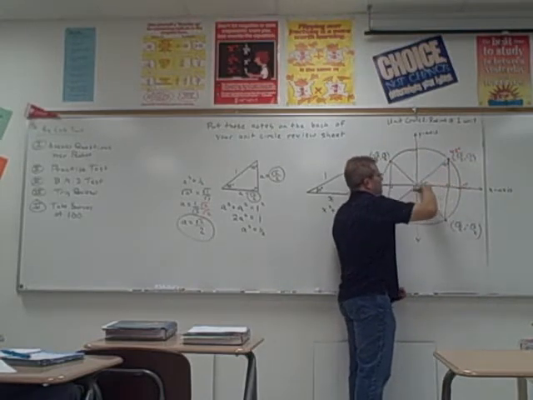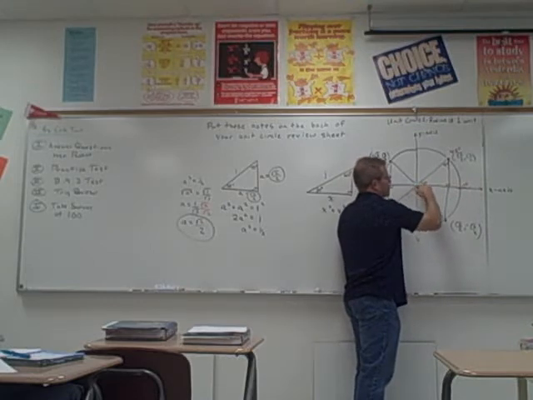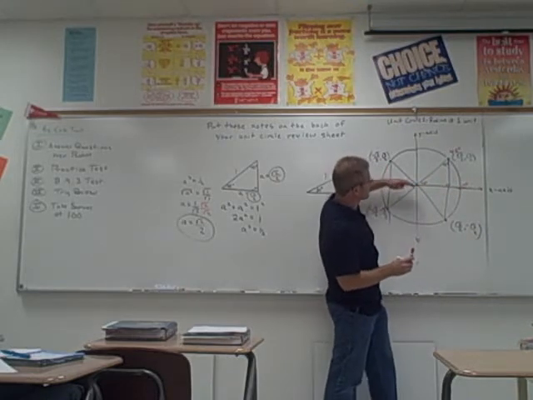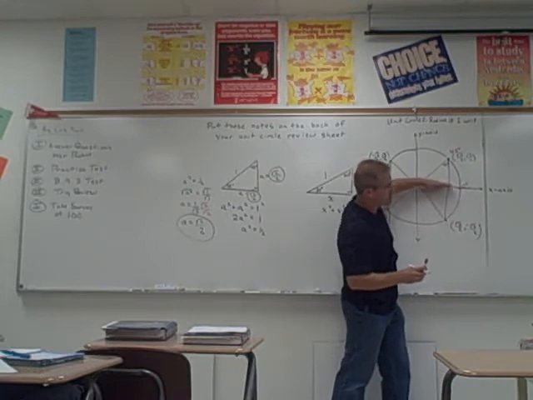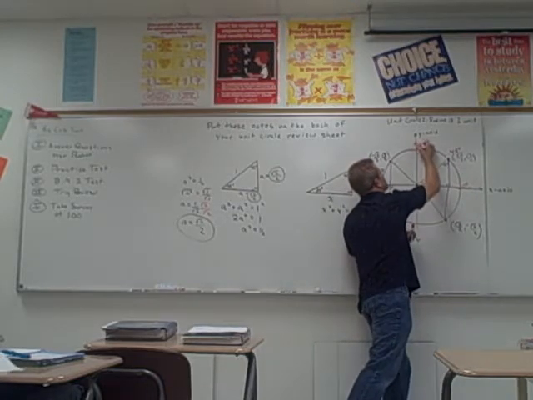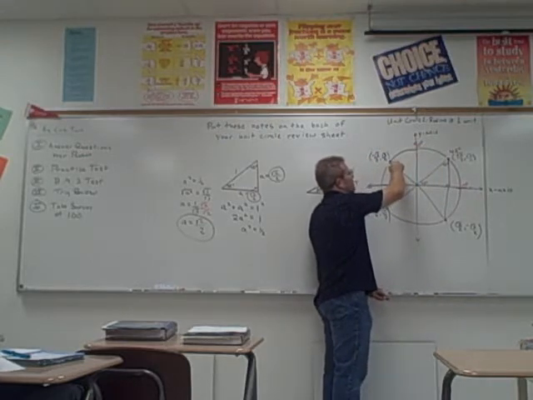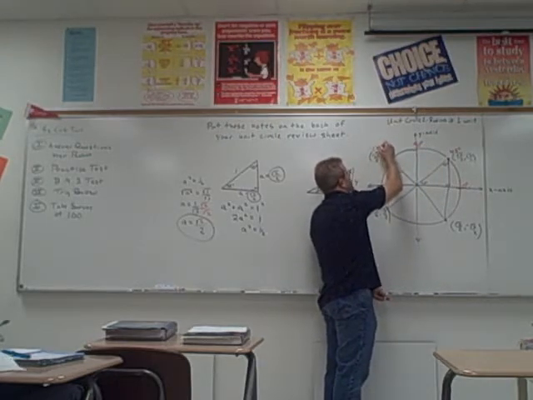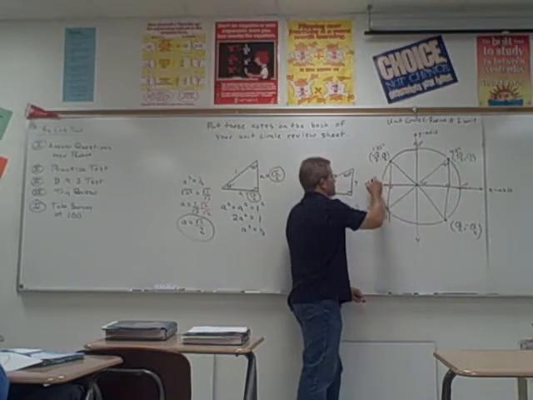Straight up. Again, this is our initial side length. Side is on the x-axis. So we rotate straight up. That's 90 degrees. Go another 45. That'd be 135 degrees right here. Another 45. This is 180 right here.